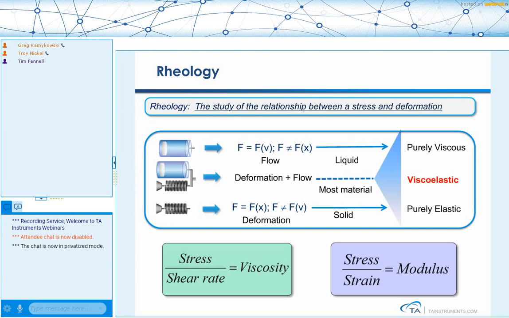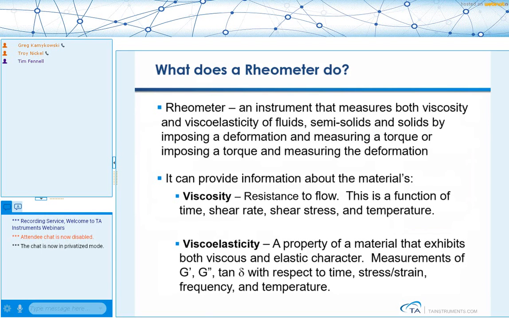On the other hand, when we look at deformation properties, we're looking at how solids behave, the elastic nature of a material. We illustrate that with a spring in which the force depends on the displacement and it's independent of the velocity. So it's just the opposite of what we have with fluids. But the materials that our customers will be evaluating are a combination of both viscous and elastic properties, so we call them viscoelastic.